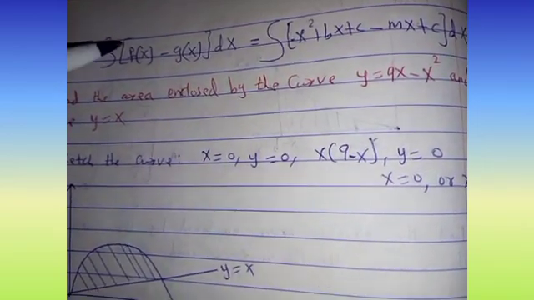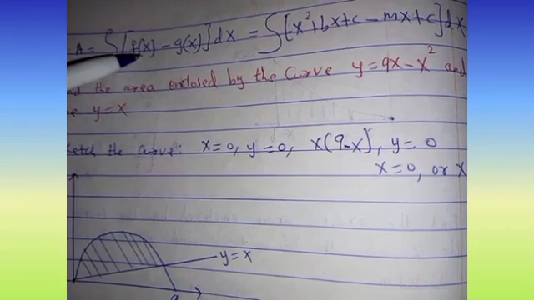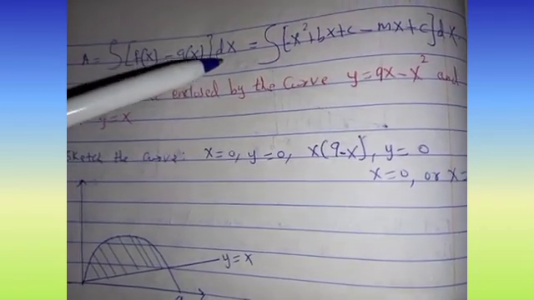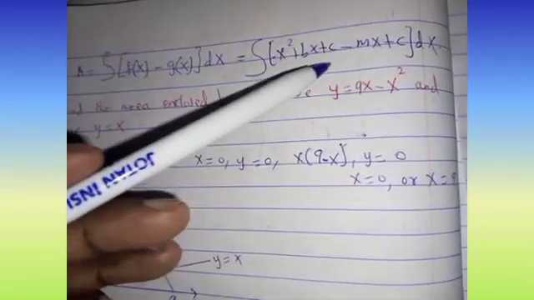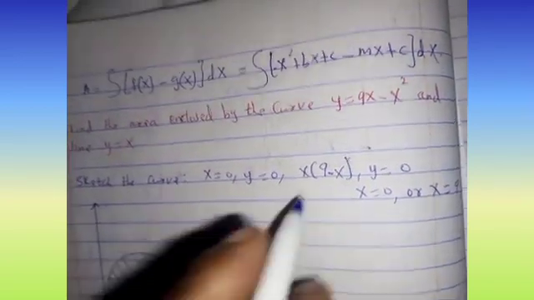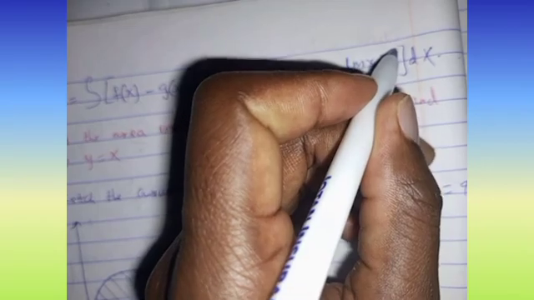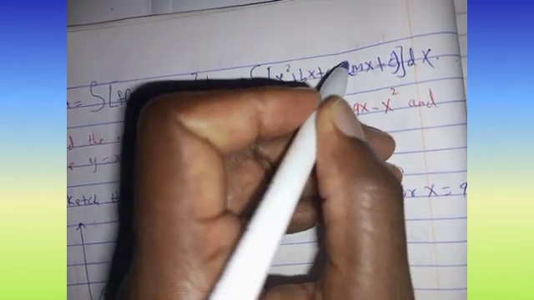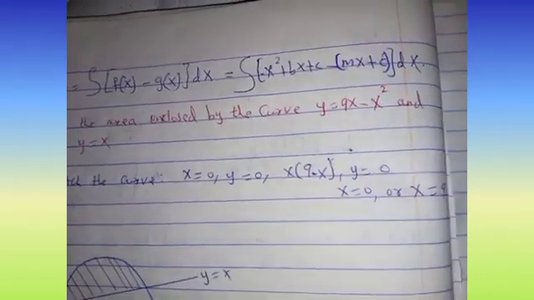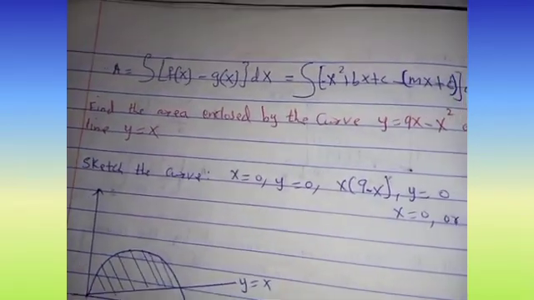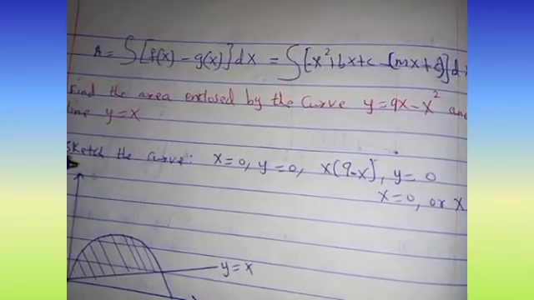So we are going to integrate the function f of x minus g of x with respect to x. We substitute them here as I have done for you. This is in bracket. Small bracket. So you integrate the difference. So let us look at an example.